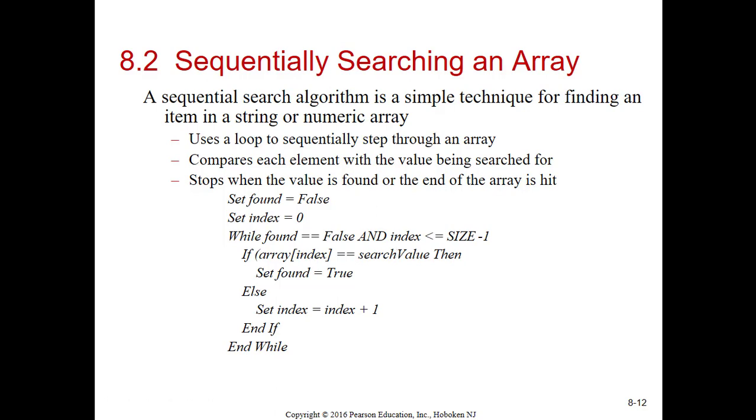If it's found, they're going to make the variable found equals true, else they're going to add one to the index. So if it's found, when it goes through this and comes back here to the while, it's going to be true, so it's going to go on down to the end while. If it's not found, it's still going to be false, and then it's going to add one to the index. As long as it hasn't processed the last element of the array, it's going to continue in that loop.